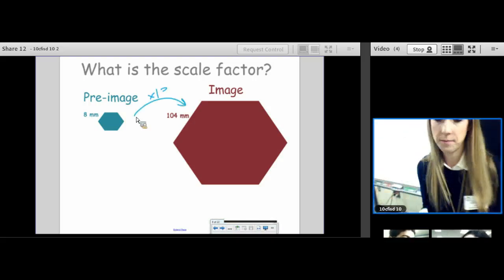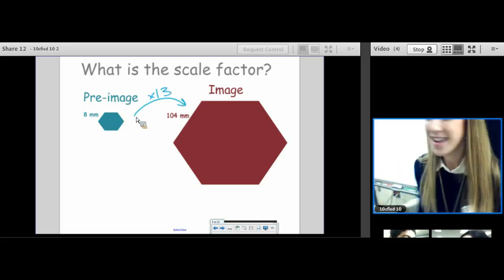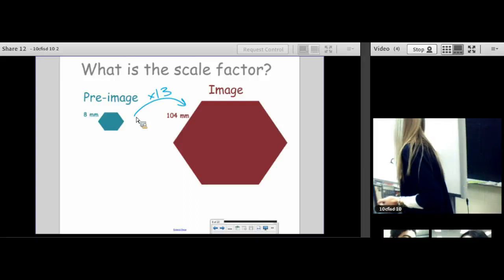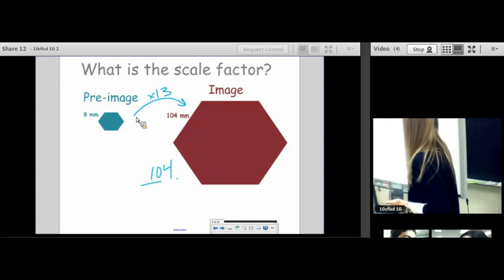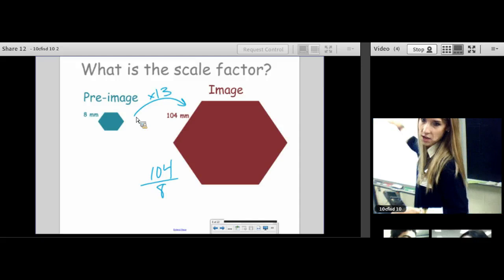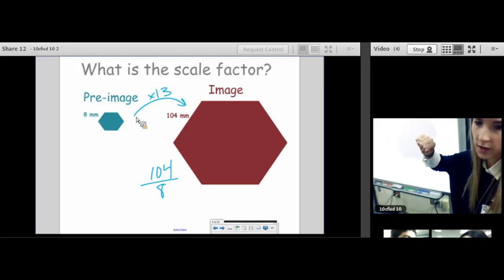How'd you come up with that? Good. You did 104 divided by 8. So you took the second figure and you divided it by the first figure. Very good.